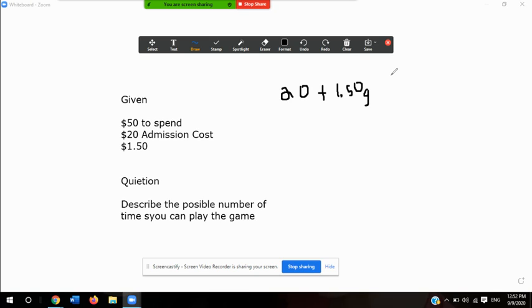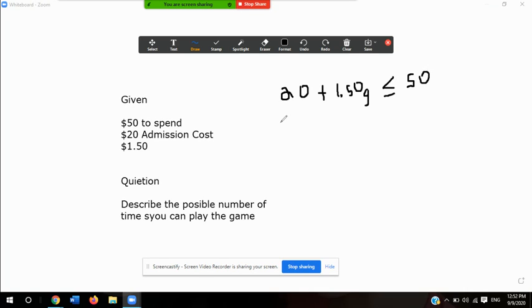Now, all I have to spend is $50. I cannot go over that. So that means that this inequality is going to be less than or equal to 50, because I can spend $50, but I can't spend $51. So that's why 50 is part of the inequality, and that's why it's less than or equal to, because it's saying you have $50 to spend, no more than that.